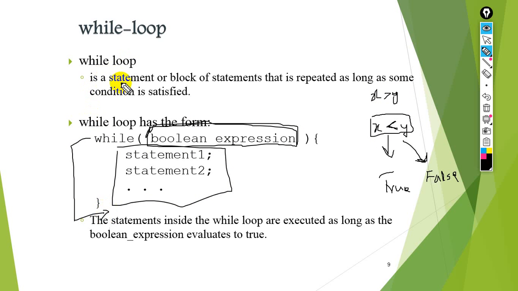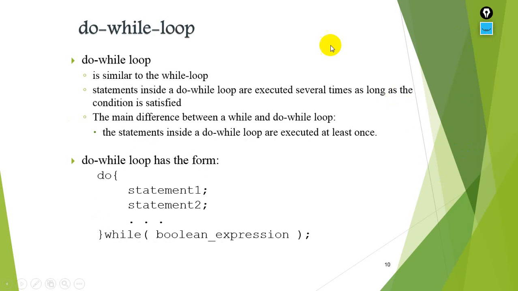A while loop is a statement or block of statements that is repeated as long as some condition is satisfied. If this condition is true, the body of the while loop will execute. Otherwise the body will exit and the next portion, which is outside the while loop, will execute. The statements inside the while loop are executed as long as the Boolean expression evaluates to true. Next we have the do while loop.